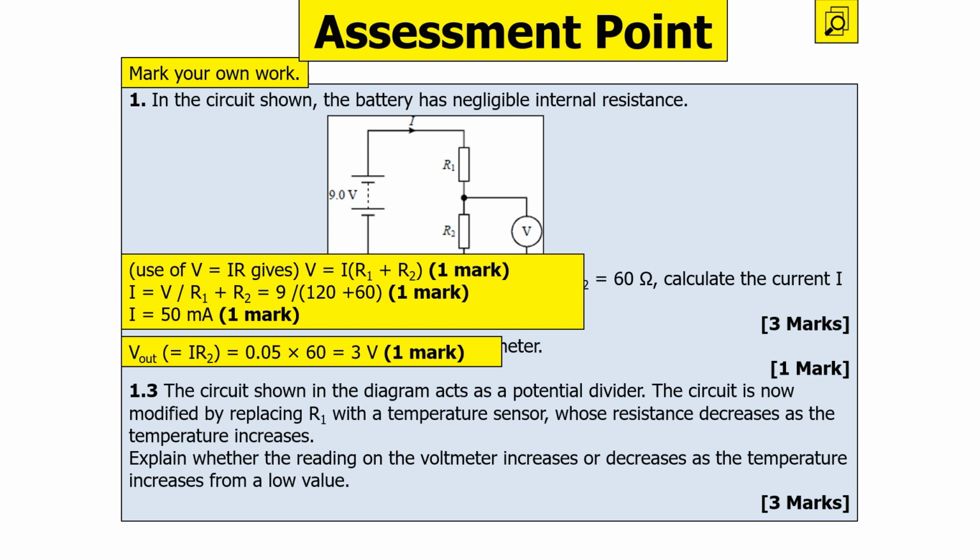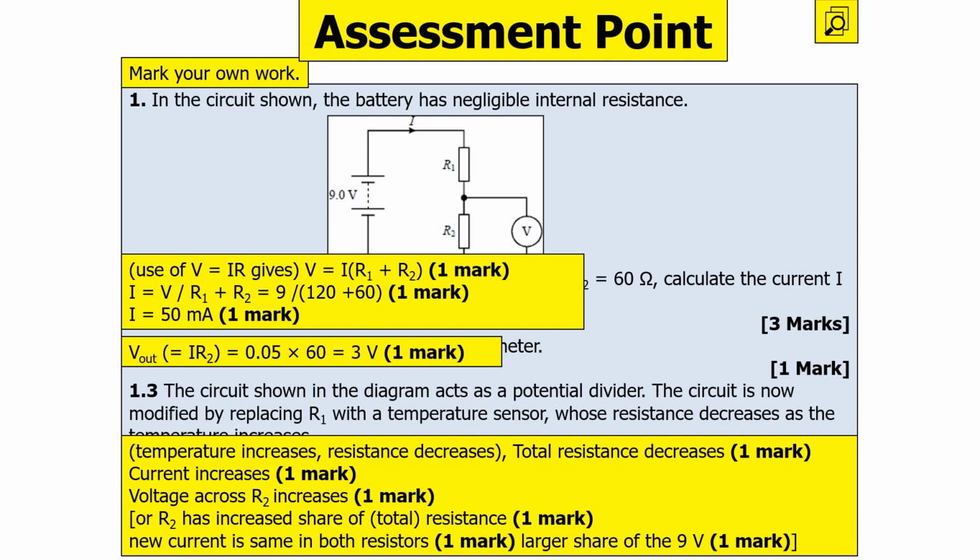Then this last one, we've got to be aware of how the temperature sensor works as the temperature increases. You've got to remember that as the temperature increases, the resistance of a thermistor, a temperature sensor, will always decrease. So therefore the total resistance of the circuit will decrease. That means the current through the circuit will increase because the total circuit resistance has gone down. So that will increase the voltage across R2 because you've got a greater current going through it.